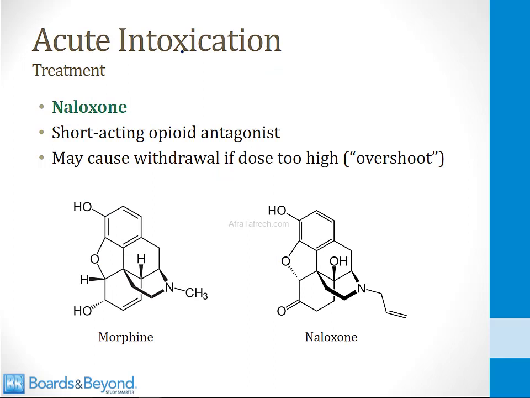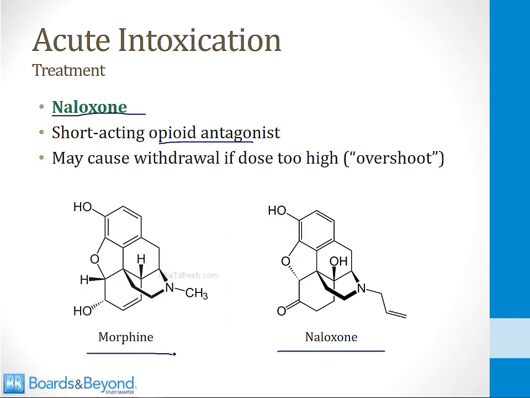The treatment for a patient who is acutely intoxicated with opioids is naloxone. It goes by its trade name Narcan. It's a short-acting opioid antagonist. Its structure is shown on the screen here. You can see that it looks a lot like morphine, and therefore it blocks opioid receptors.